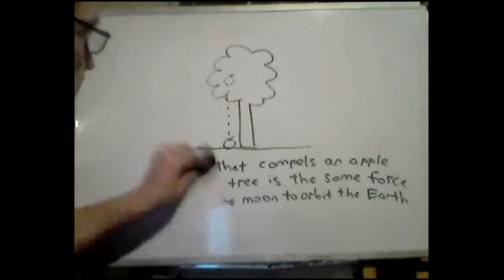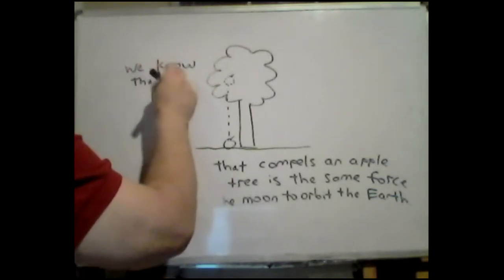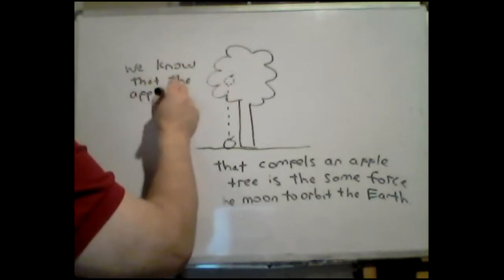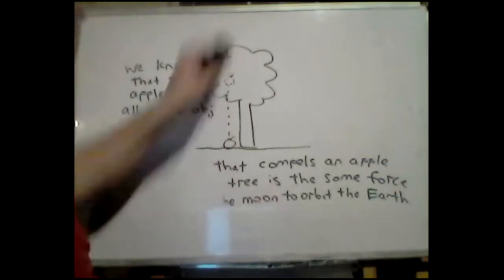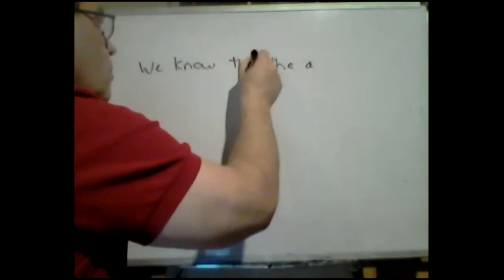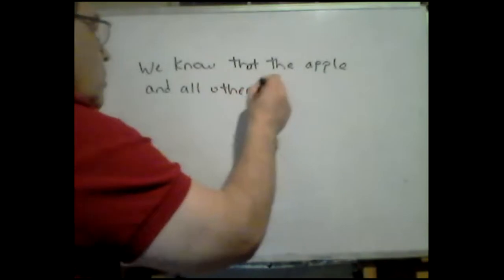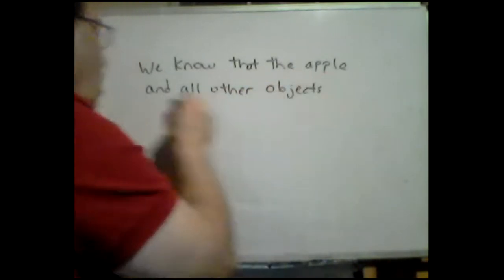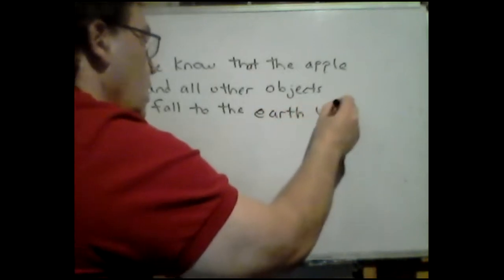So we know, we can measure, that the apple and all other objects fall to the earth with the same acceleration.